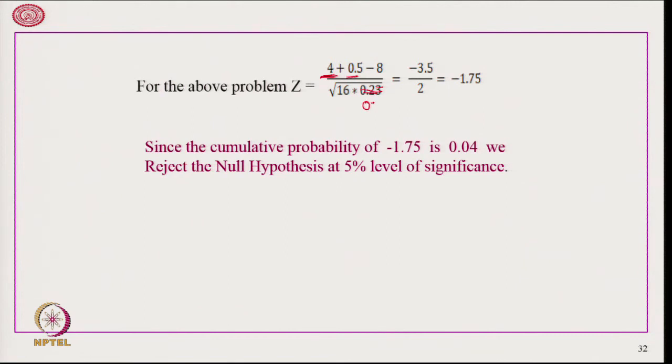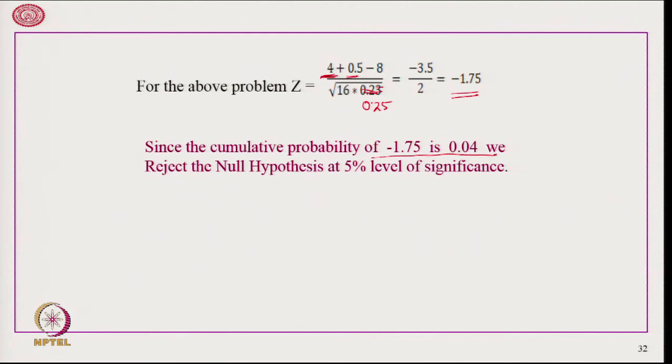and therefore, the obtained value of the statistic is equal to minus 1.75. So, since the cumulative probability of minus 1.75 is 0.04, we reject the null hypothesis at 5% level of significance. What does it mean?